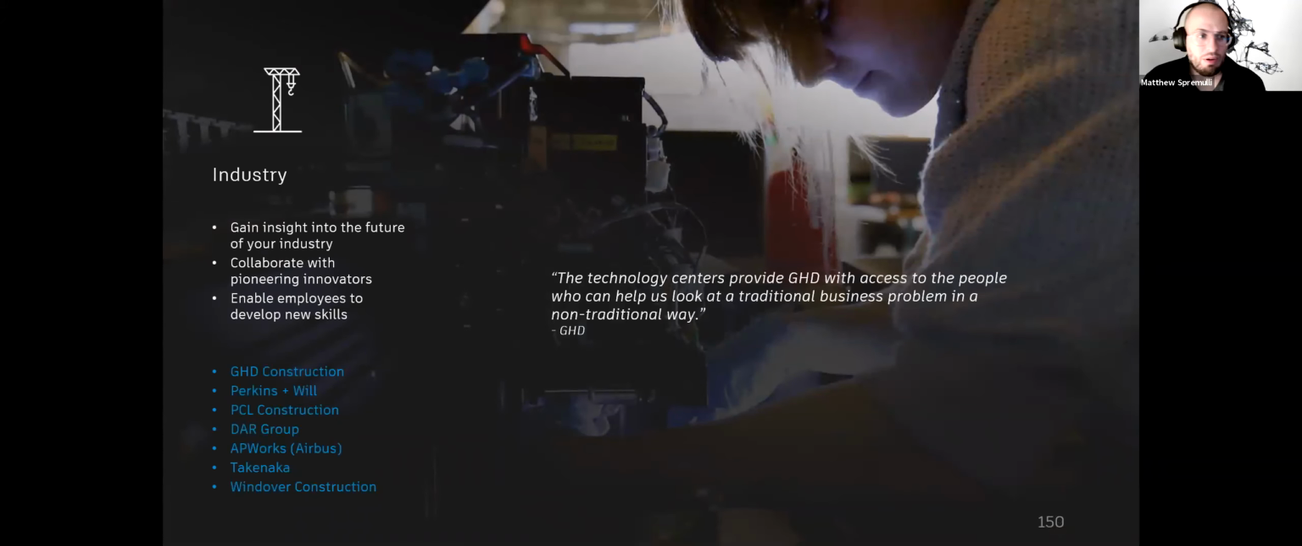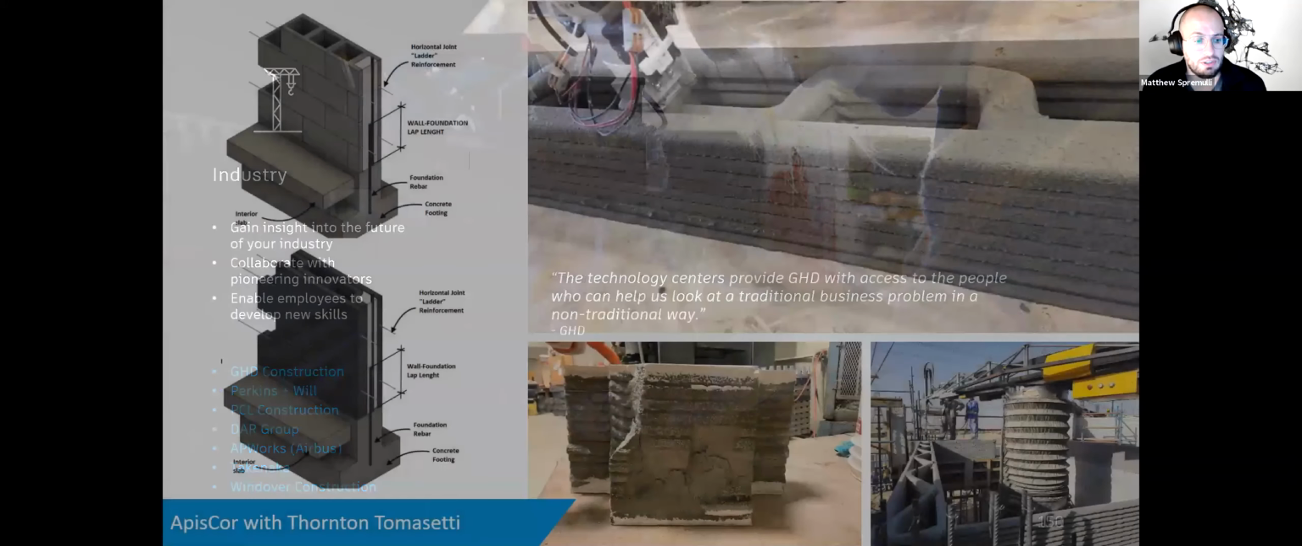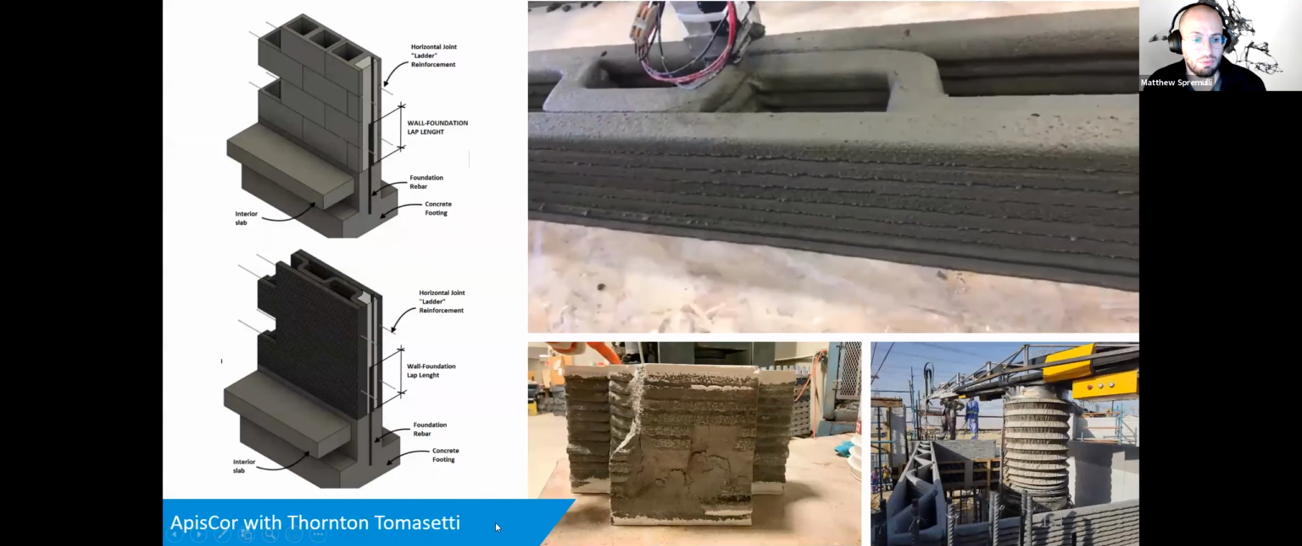So why do these companies join? Well, if you're an industry, you would basically use it to do an innovation project. So in this case, GHD Engineering out of Australia, they're basically getting to try new technology with the support of Autodesk.